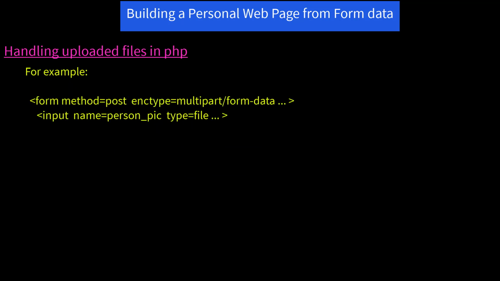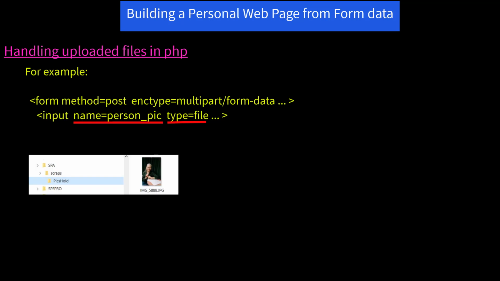For example, suppose we have a form that has the right method and enctype and an input with attributes including name equals person_pic, type equals file. If the user chooses to select a file, they are put into a File Explorer type dialog, where they can point to a directory and file they want to upload. For example, they may end up pointing to, say, C:\spa\scraps/pixhold/img_5888.jpg.